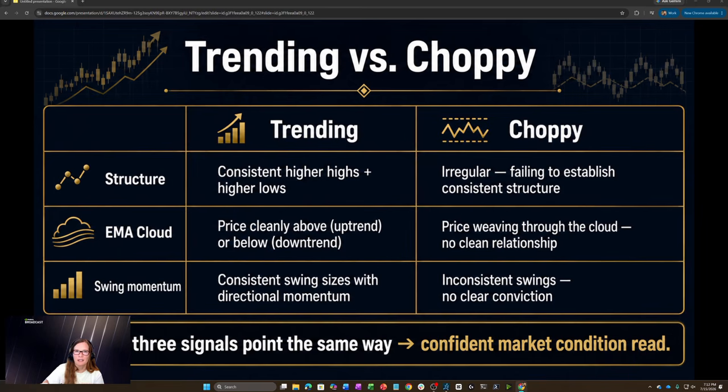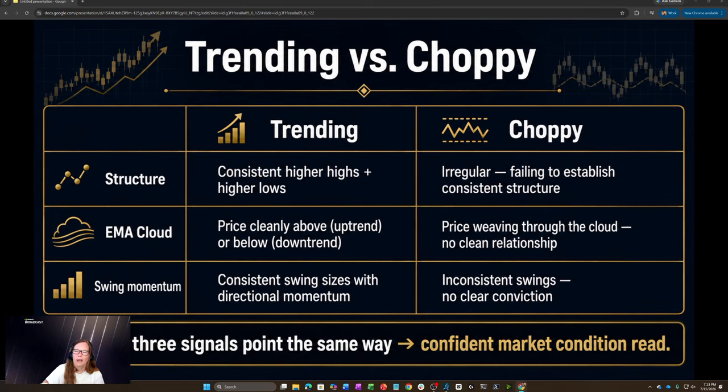In a trend, each higher high exceeds the prior one. Each higher low holds above the prior one. In a choppy market, you start to see this break down. A higher high fails to exceed the prior one. A low undercuts the prior low slightly before recovering. The structure becomes irregular. The second thing that I'm looking for is the EMA cloud.